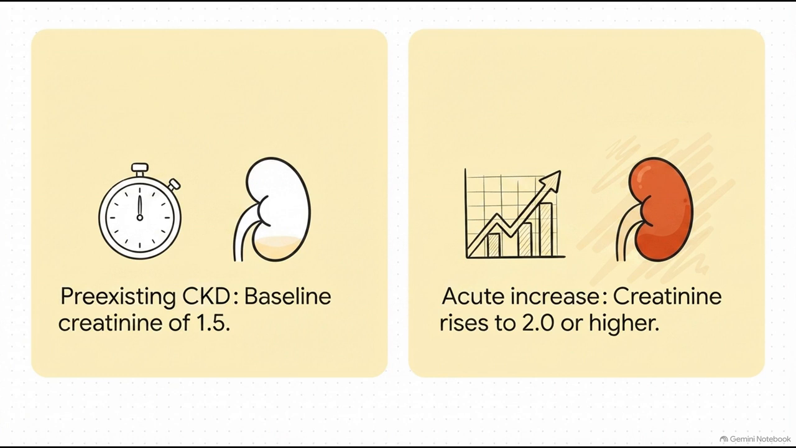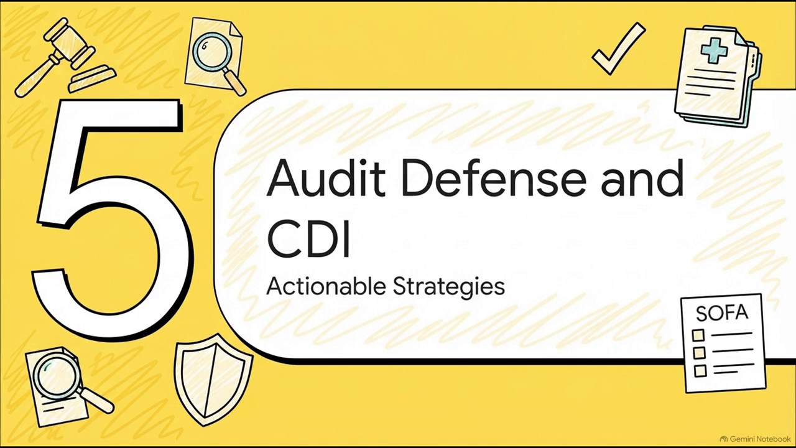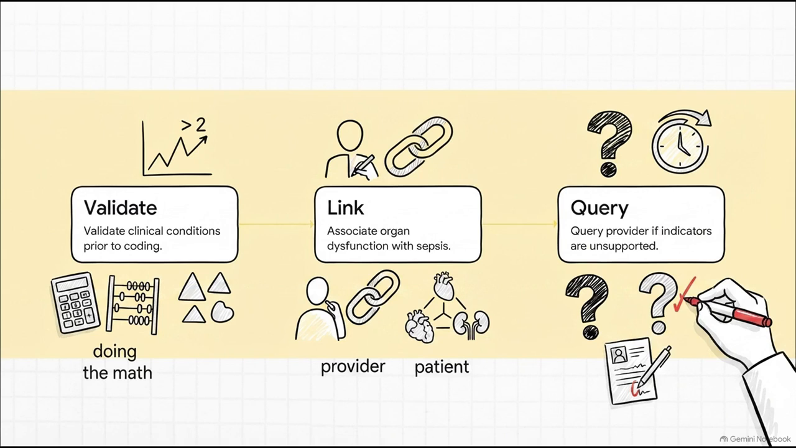That acute shift of greater than 2 points on the overall SOFA scale relies entirely on establishing these baseline adjustments, system by system. Finally, Section 5, Audit, defense, and CDI. Let's talk actionable strategies. Knowing all this clinical theory is great, but applying this knowledge to actually protect facility revenue, that is where you truly bring value. So here is your actionable chart review process.